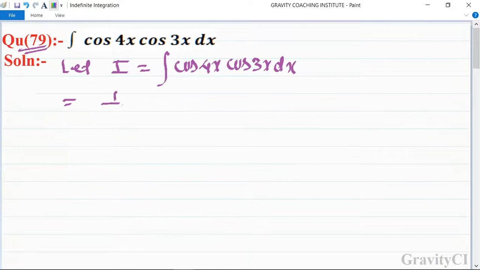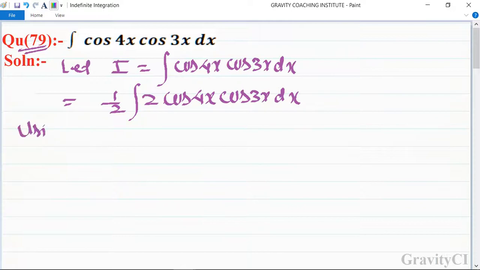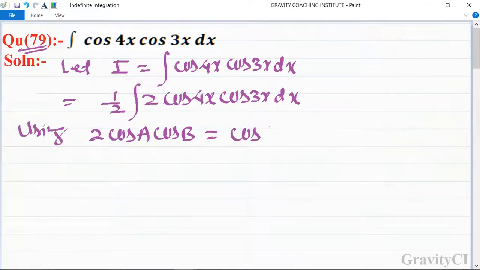So it is equal to 1 upon 2 times the integral of 2 cos 4x and cos 3x dx, and using trigonometric identities, 2 cos A and cos B, we know that the formula of 2 cos A cos B is equal to cos(A plus B) plus cos(A minus B).